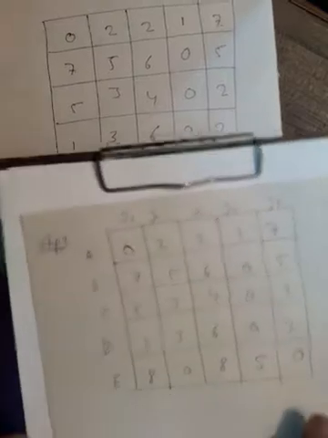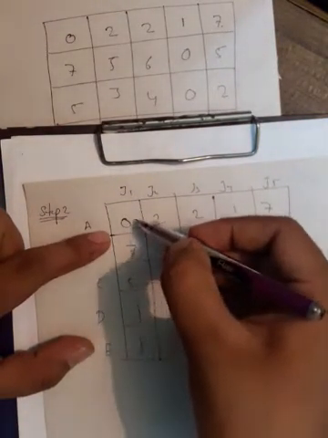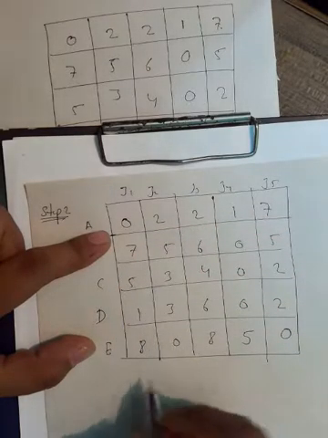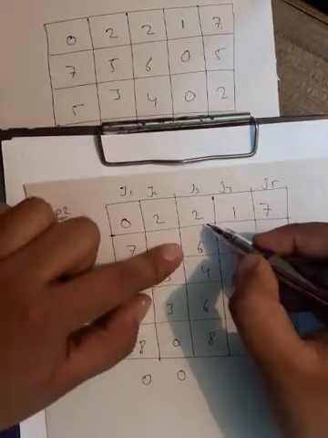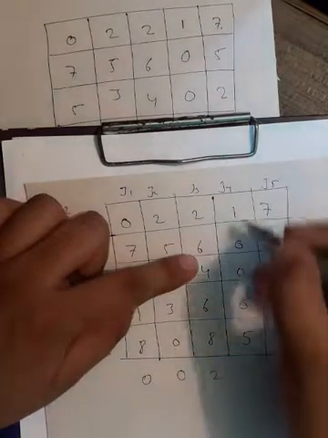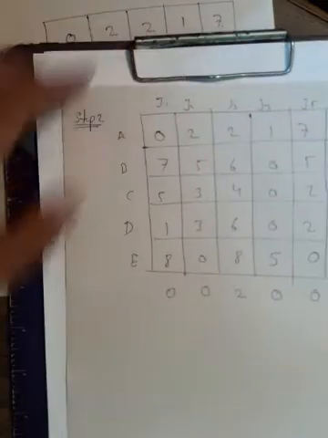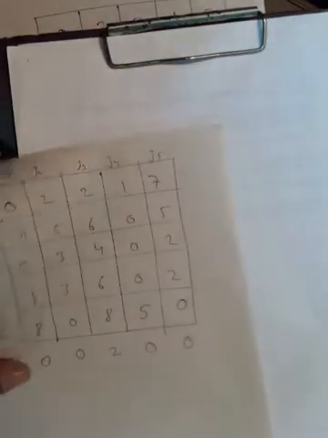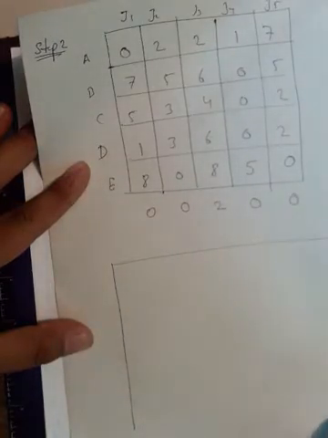Now we have to select the minimum value from each column. In this column we have a minimum value of 0. In this one we have 0. In this column the minimum value is 2. In this one we have 0. In this one we have 0. So you are going to get a matrix as follows.